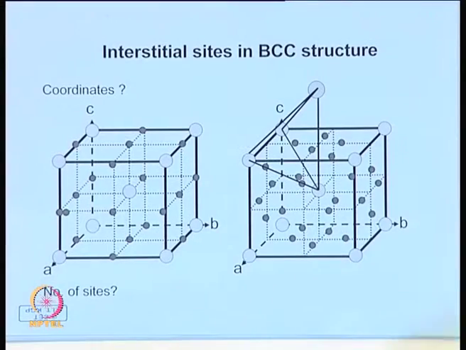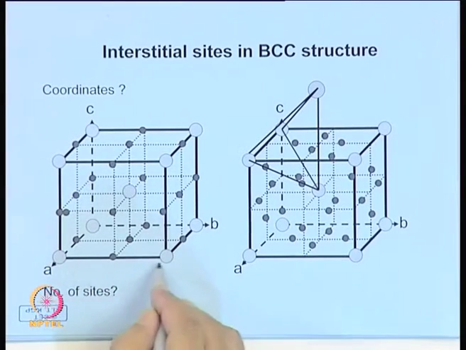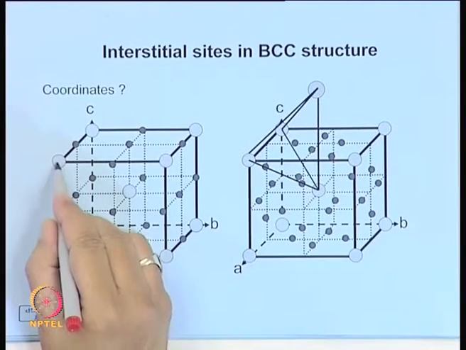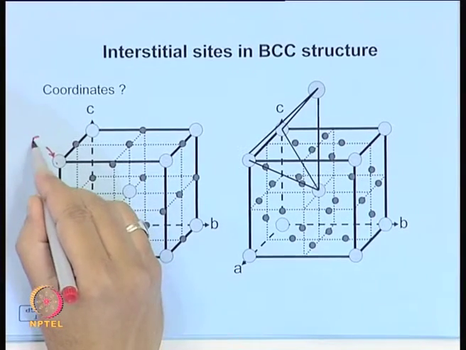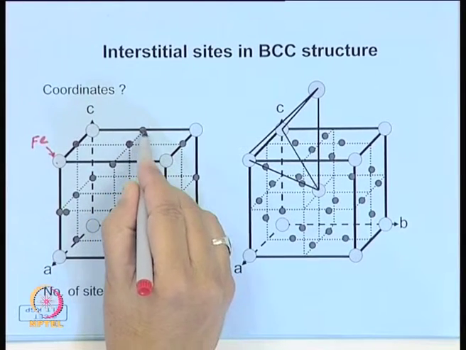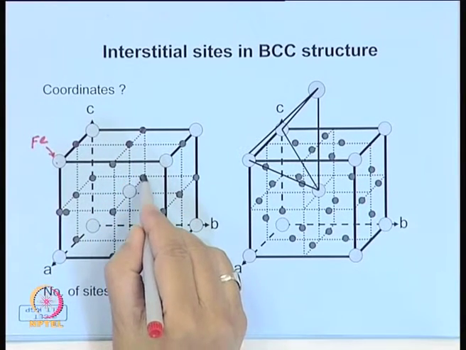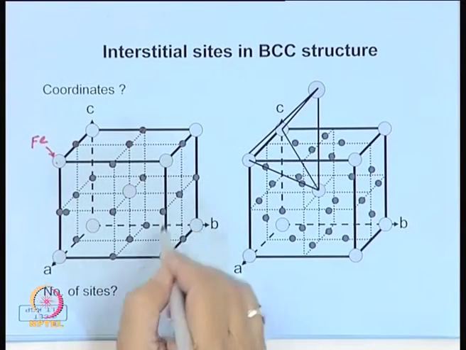To understand that, let us look at the interstitial sites which are there in a body centered cubic structure. Now, this diagram shows the position of the iron atoms, let us say, and these filled small circles represent one kind of interstitial sites.